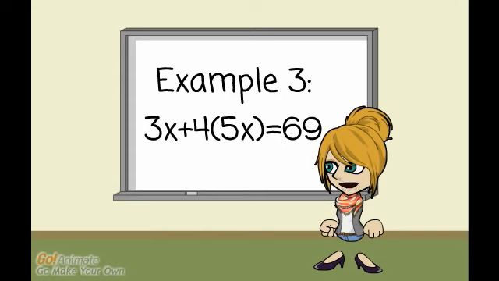Amazing! This next equation involves combining like terms. It is 3x plus 4 times 5x equals 69. I'll walk you guys through this one. First, we multiply the 4 by 5x, which will give us 3x plus 20x equals 69. Now we combine the like terms of 3x and 20x, because they both have the same variable, yet different coefficients. Then we are left with 23x equals 69.